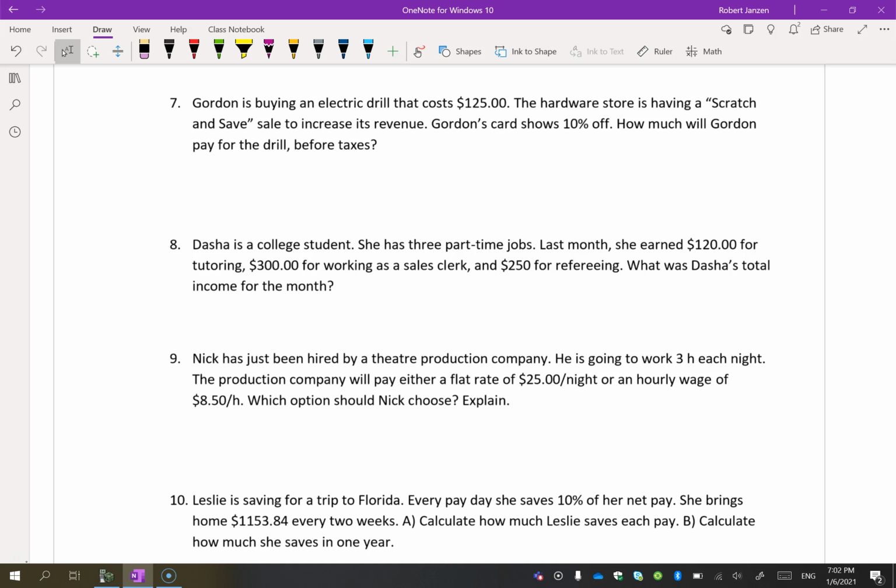All right, now we're back to this next page. So we'll do a few together, and then I'll get you to try some. It says here that Gordon is going to buy a drill for $125, but he gets a discount of 10%. So the question is, what is 10% of 125? On the previous page, when you saw 10%, you wrote 10 out of 100. And of means times. So you're going to go 10 out of 100 times 125, and this is $12.50.